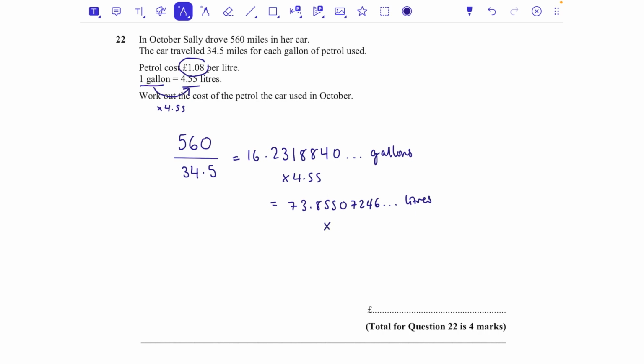So let's times that by 1.08, and that gives me £79.76347. But of course, because it's money, we're just going to round it to 2 decimal places. The next number's a 3, which rounds down, so 79.76. That is the cost of driving in October.